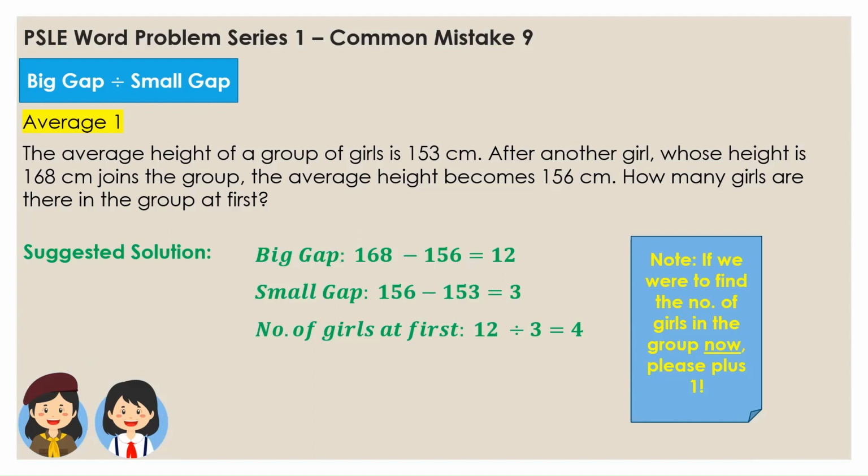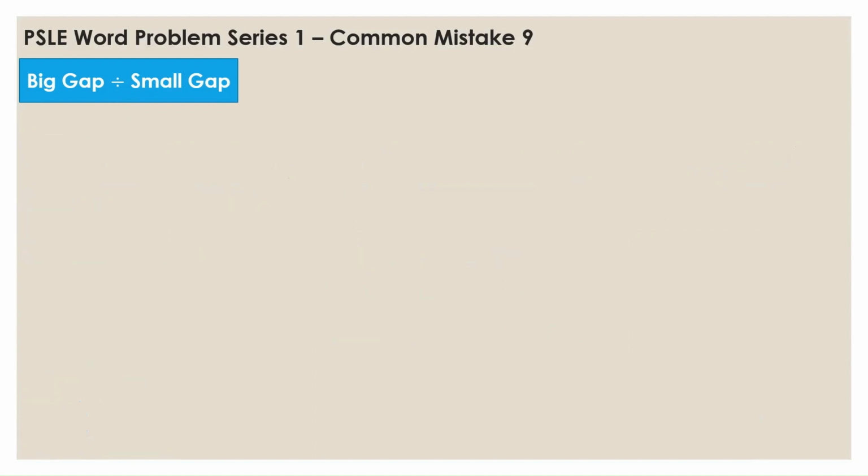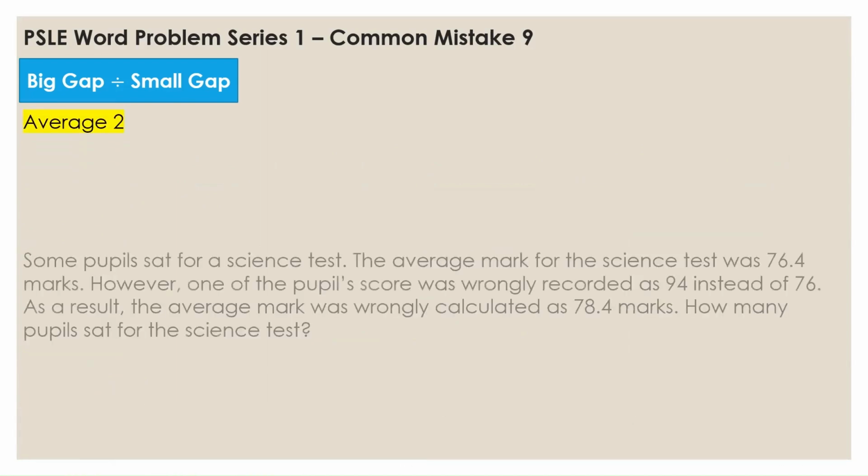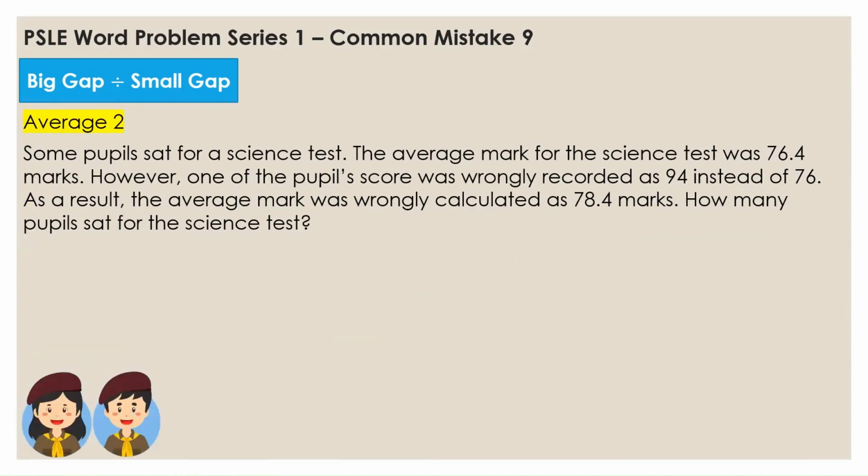If you are slowly warming up to the topic, let's look at another big gap divided by small gap question. This question was looking for the number of pupils who sat for the science test. Let's look at the student's solution first and try to find the mistake.